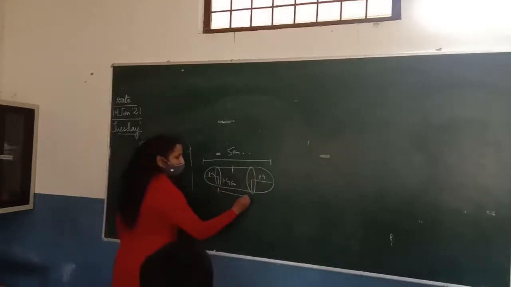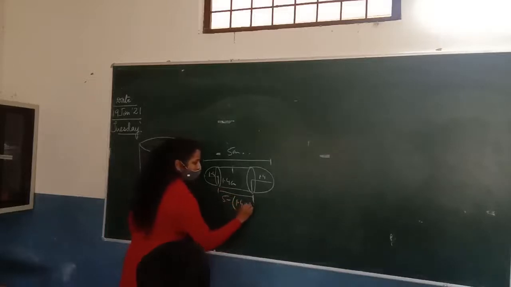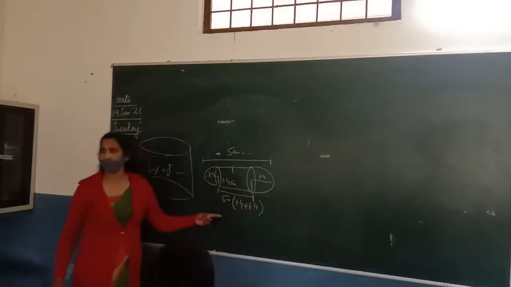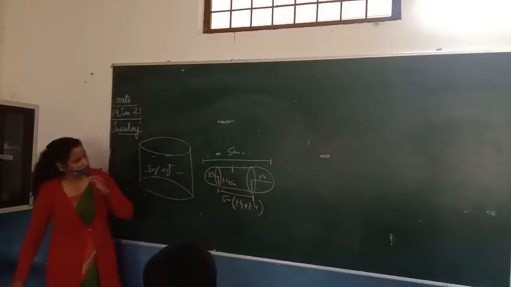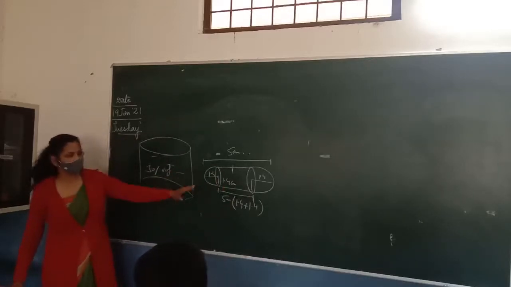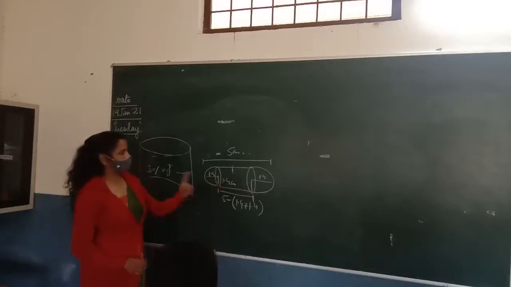So what should be the length of this one? It is 5 minus 1.4 plus 1.4. Is it clear? So this is the length of the cylindrical portion. Now Abhishek, what can we do to find the volume of this gulab jamun? Volume of two hemispheres plus volume of cylinder.